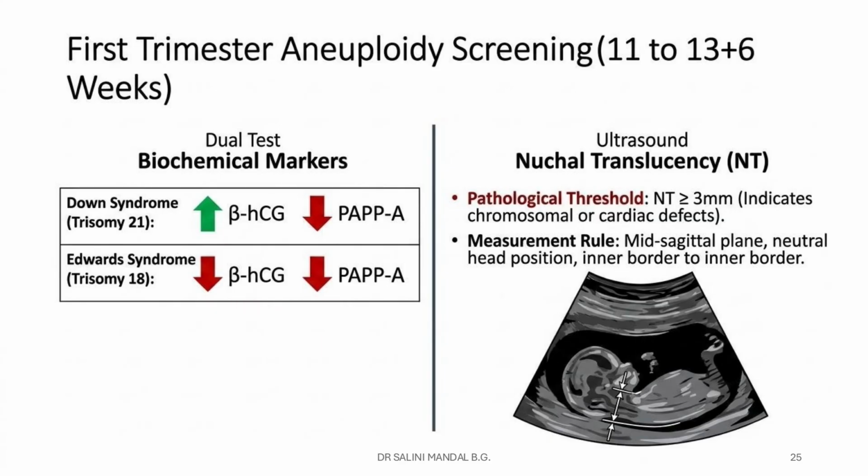At the same time, in the first trimester, we are also going to do a nuchal translucency test. Okay, wherein the nuchal translucency, if it is going to be more than 3 millimeter, that states that there can be some kind of chromosomal or cardiac defect. Apart from that, check for neutral head position and inner border to inner border. That is the place we are going to measure the nuchal translucency. Even the mid sagittal plane, all those areas we are going to check. Okay, and then we are going to find out whether it is more than 3 millimeter or less than 3 millimeter.